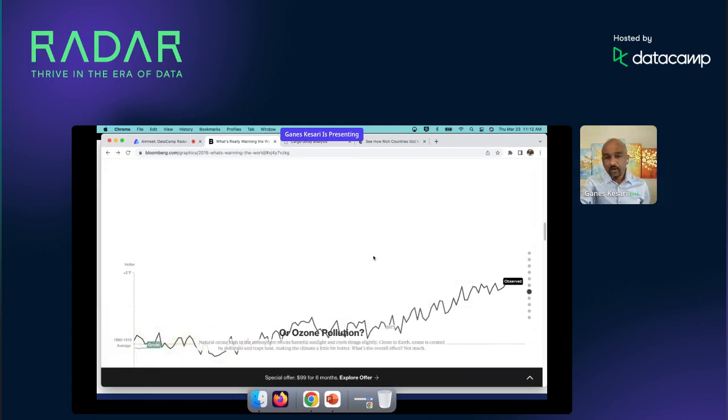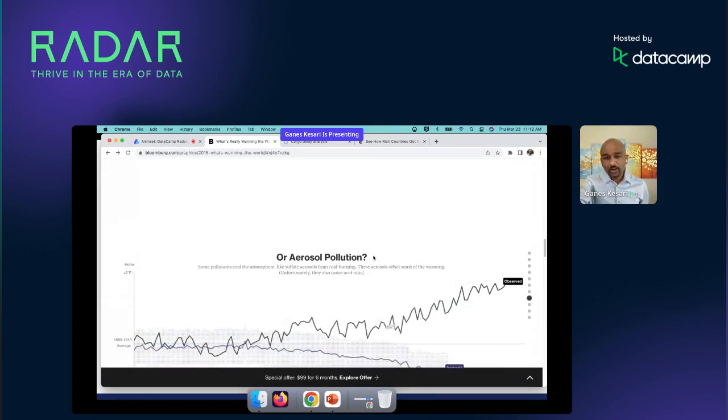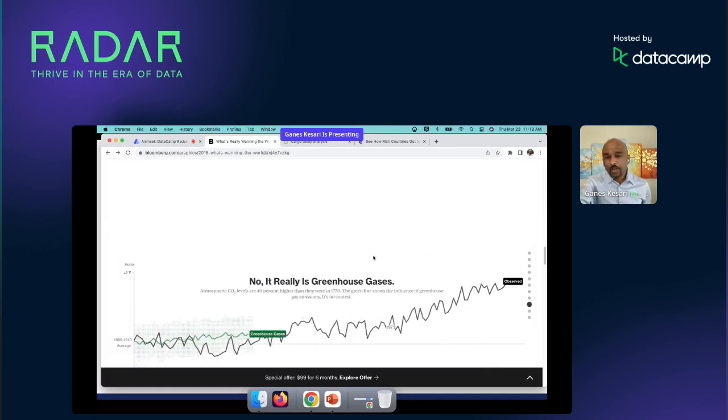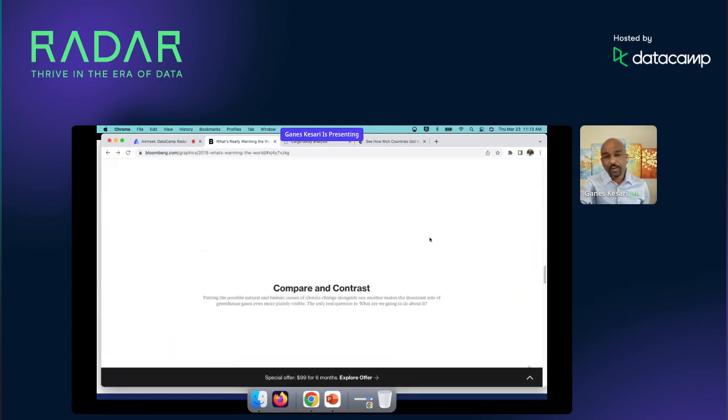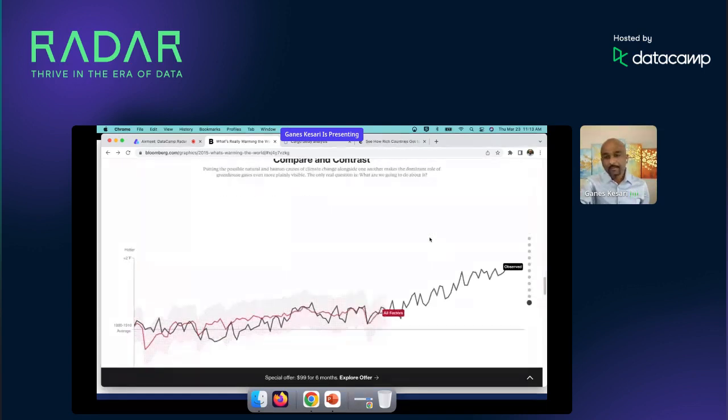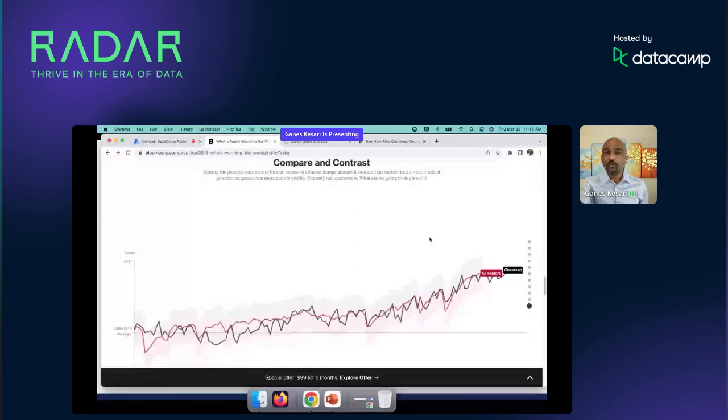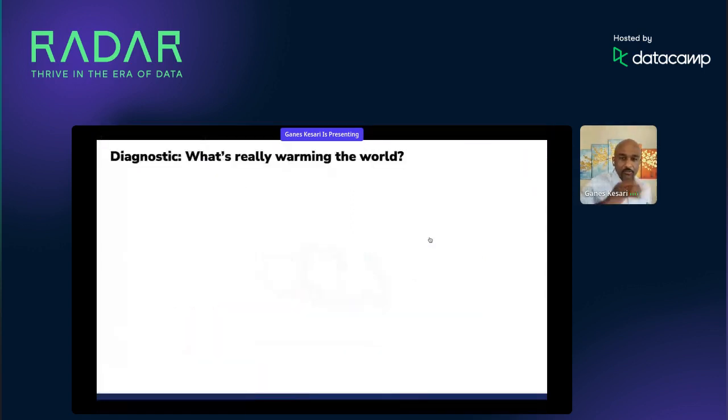You go further down: deforestation, ozone pollution, and aerosol pollution. None of these really explain it. It's only when you bring in greenhouse gases that you see the curve inching up. And finally, you can conclude that if you bring all of these together, this perfectly explains the observed temperature, and hence we know what is really causing global warming. So that's an example of diagnostic analytics.